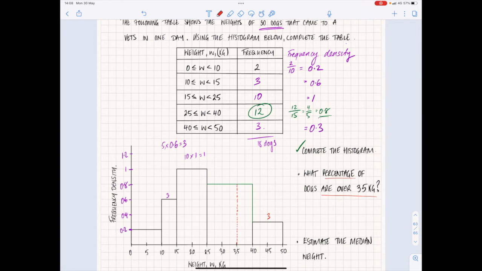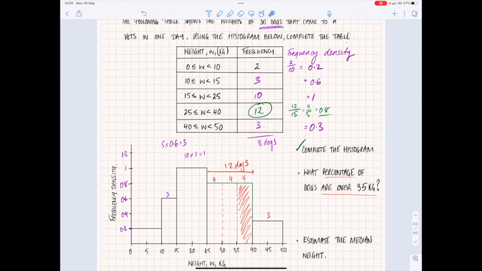What I now need to do is work out how many dogs are actually in this section here. Now, what I do know is that all of this together is 12 dogs. Therefore, if I start to split this into sections like I did in the previous one, I know that that's 3 even bars I've just created, which means there has to be 4 dogs in each bar. Therefore, at this point here to here, there's 3 dogs there, 4 dogs there, so that's a total of 7 dogs, which are over 35.